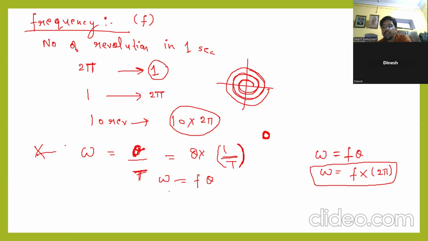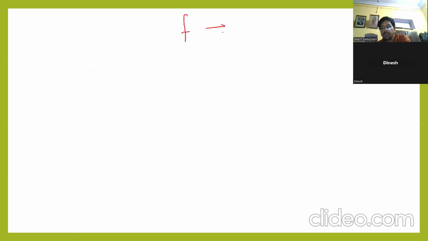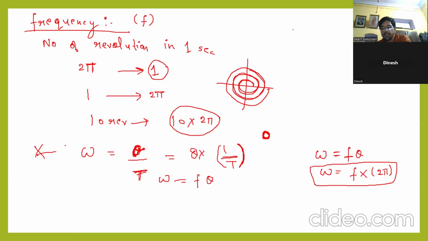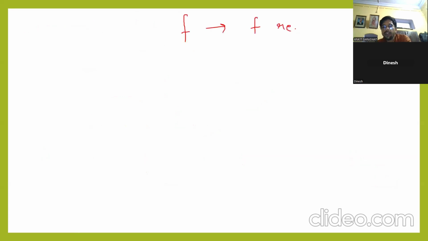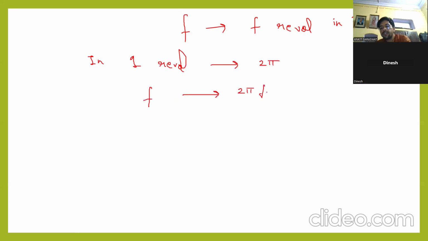Frequency means if the frequency is f, it means f revolutions in 1 second. Then in one revolution, how much angle does it travel? 2 pi. In f revolutions, 2 pi f. This much it travels. This is known as angular frequency.